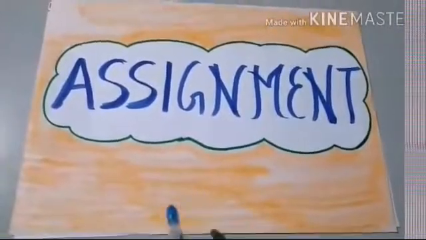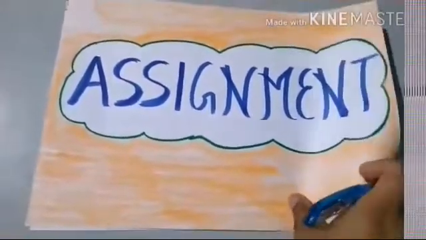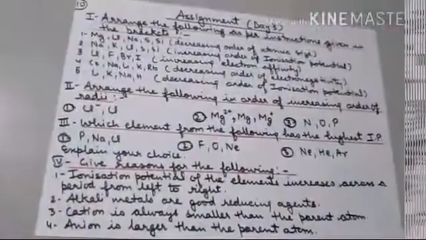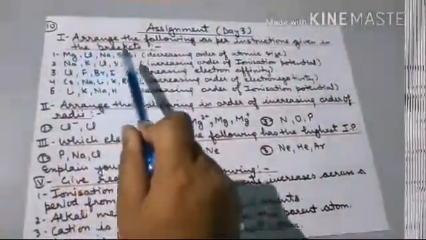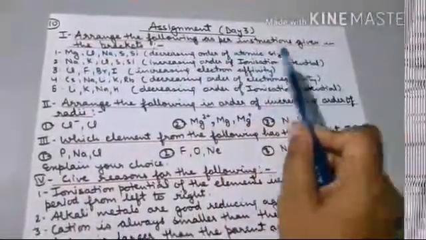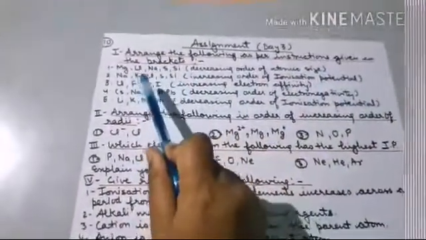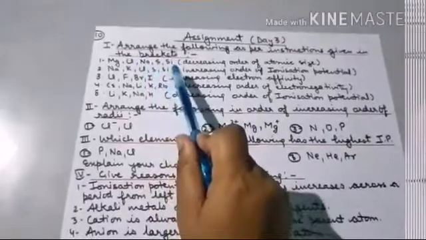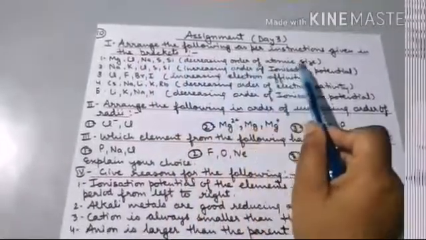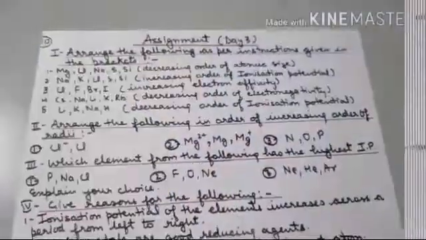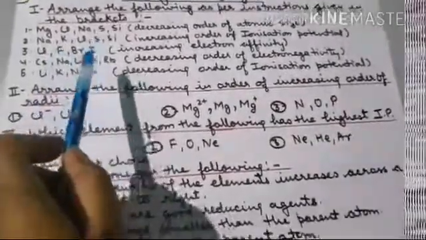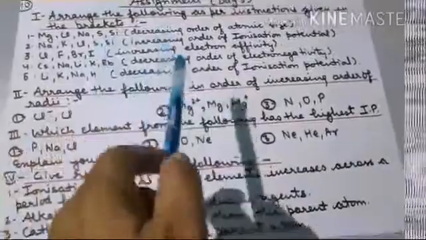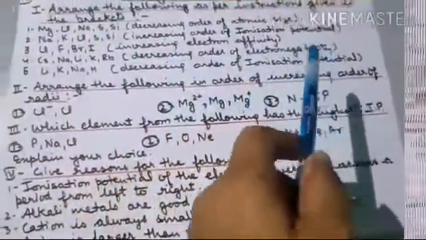Now is the time for assignment. Students, you have to do these questions in your notebook. The first question is, arrange the following as per instructions given in the brackets. Magnesium, chlorine, sodium, sulfur, silicon in decreasing order of atomic size. Sodium, potassium, chlorine, sulfur, silicon in increasing order of ionization potential.